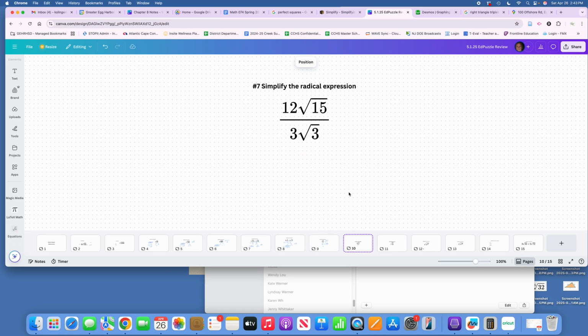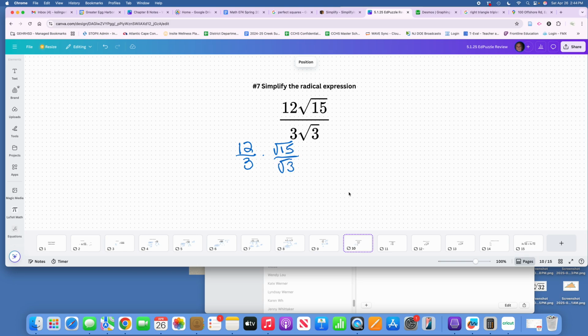Okay, we're still simplifying radicals, we're still dividing. So I'm going to treat this as if it's 2 different fractions, and I'm going to do them separately. So I'm going to look at this like it's 12 divided by 3 times radical 15 divided by radical 15 divided by 3, radical 3.